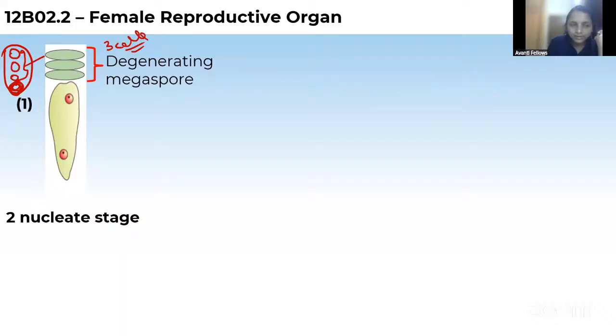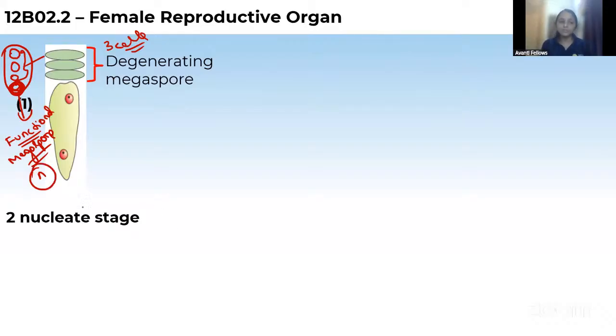Here you can see. Kindly see here. One cell is there. This cell is called the functional megaspore. Do you understand this, guys? Now it is called the functional megaspore. Now this functional megaspore is haploid, right? Functional megaspore is haploid.